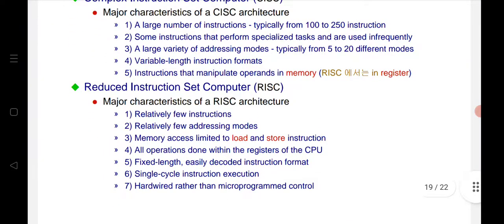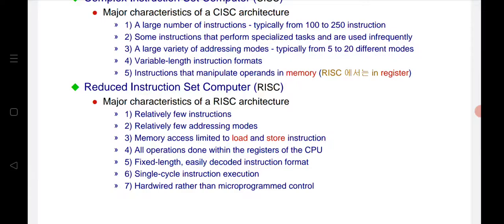Next, coming to the Reduced Instruction Set Computer, the characteristics are that you have very few instructions, not many. You have very few addressing modes, and memory access is limited to load and store instructions. You can access memory using only these two instructions. All the operations are done within the registers of the CPU, whereas in CISC the instructions can manipulate memory directly.